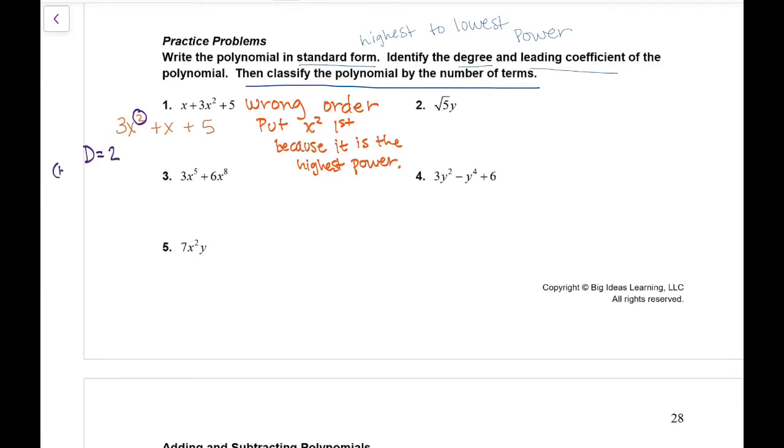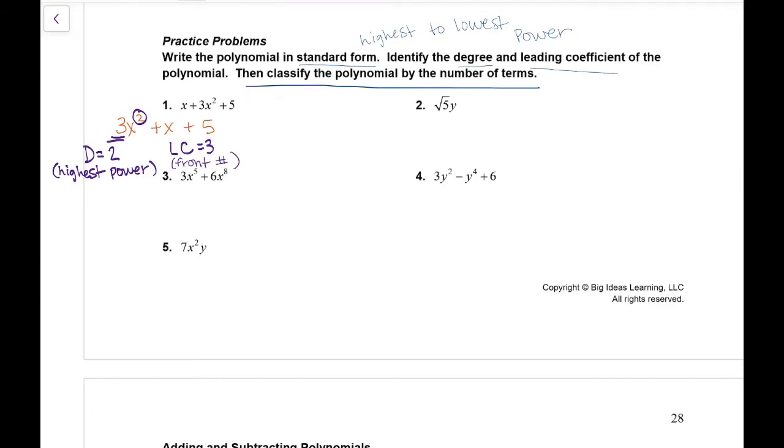Next, we want to find the degree. The degree is going to be 2. That is the highest power of this polynomial. The leading coefficient is 3. The number in front, when we write it in standard form, is a 3. It's that front number. And then the number of terms would be 3. So this would be a trinomial.